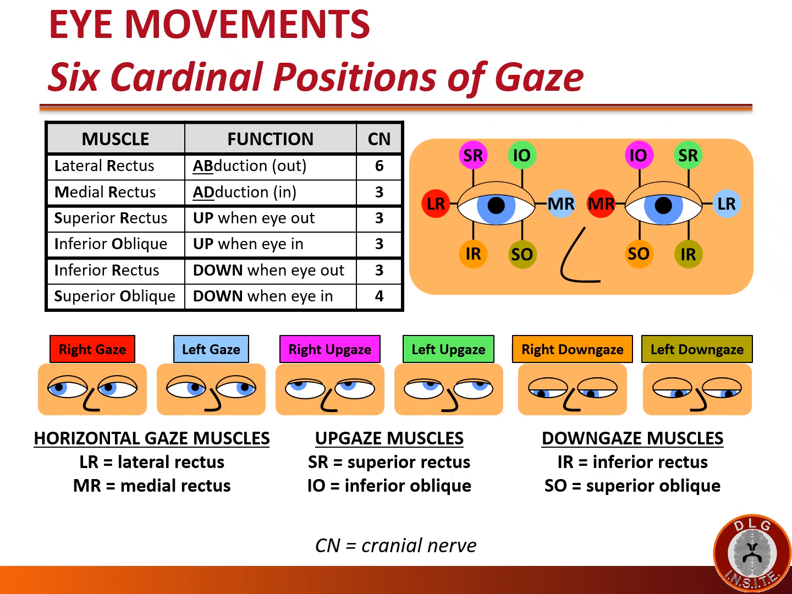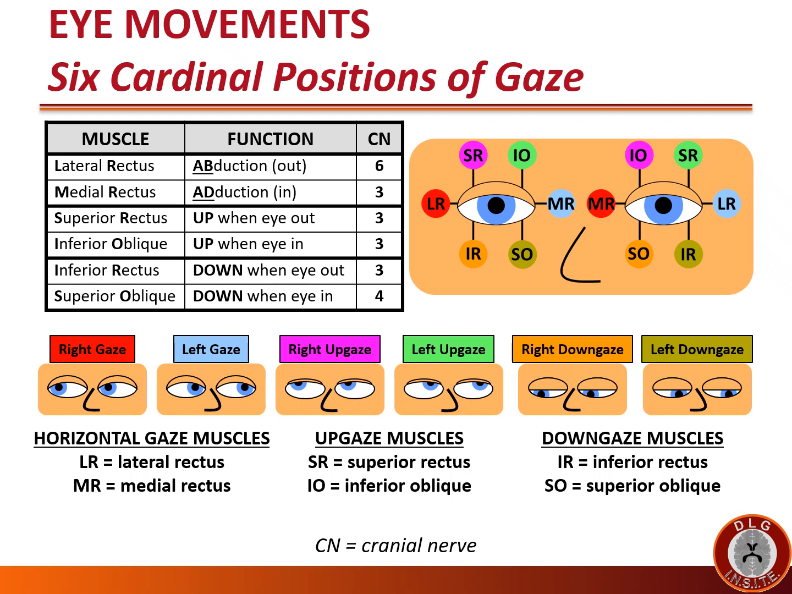The up gaze is more complicated. Looking up and out, when you're looking out, is the superior rectus, making you look up. When you're looking in would be the inferior oblique. And so the right up gaze would be right superior rectus and left inferior oblique.